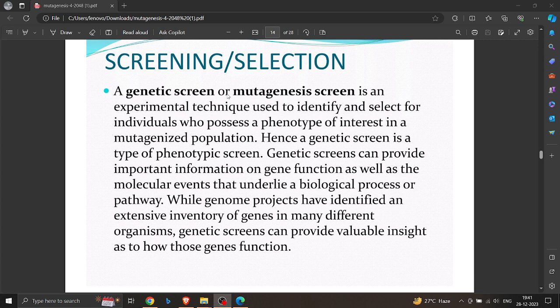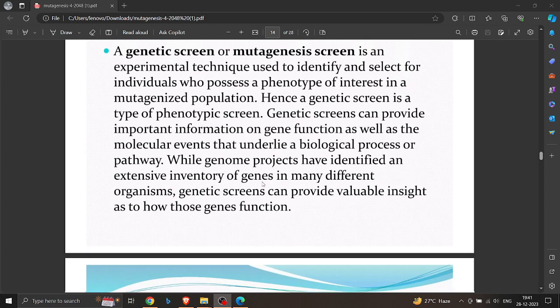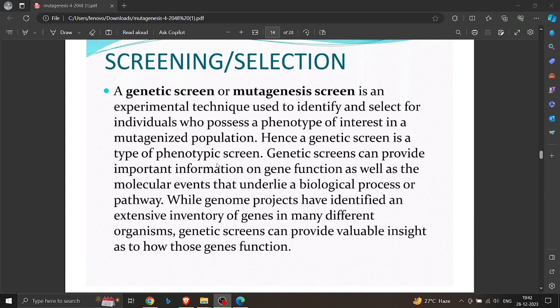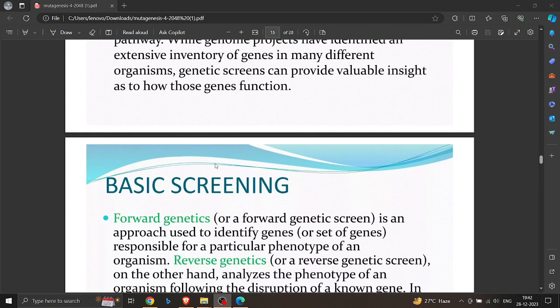In mutagenesis, one type is the genetic screen or mutagenesis screen, an experimental technique used to identify and select for individuals who possess a phenotype of interest in a mutagenized population. That means genetic screens can provide important information on gene function as well as the molecular events that underlie a biological process. So these are the screening techniques that can be used in mutagenesis.